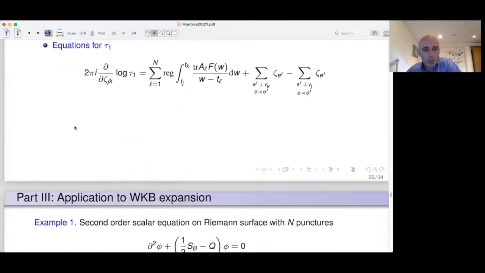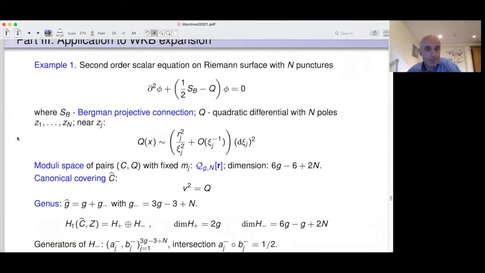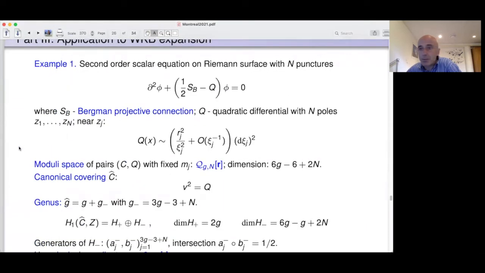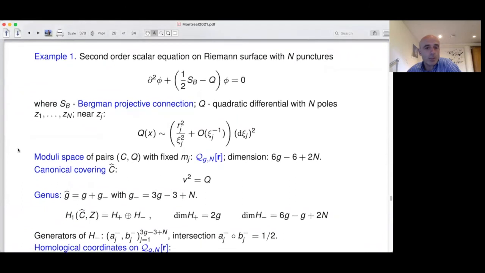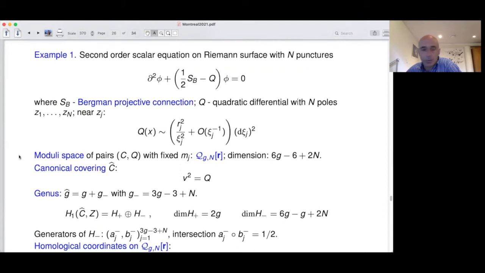Now, how to use this formalism to talk about the WKB expansion. I have like 12 minutes left, so I'm going to take maybe a couple of minutes more, and that should be enough to cover the remaining 8 transparencies. So, examples of WKB: I'm going to give 2 examples. One example is the original Rosly-Nekrasov-Shatashvili case. This is the second order equation on a Riemann surface with n punctures.